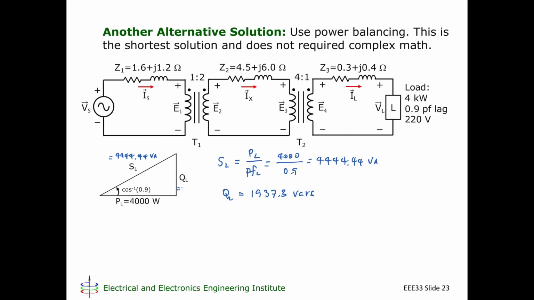So this is 1937.3 vars. That's my power triangle. Now from this, I know that S of L is equal to V of L times I of L. So I can compute for I of L, which is S of L over V of L. I'm going to get 20.20 amperes.